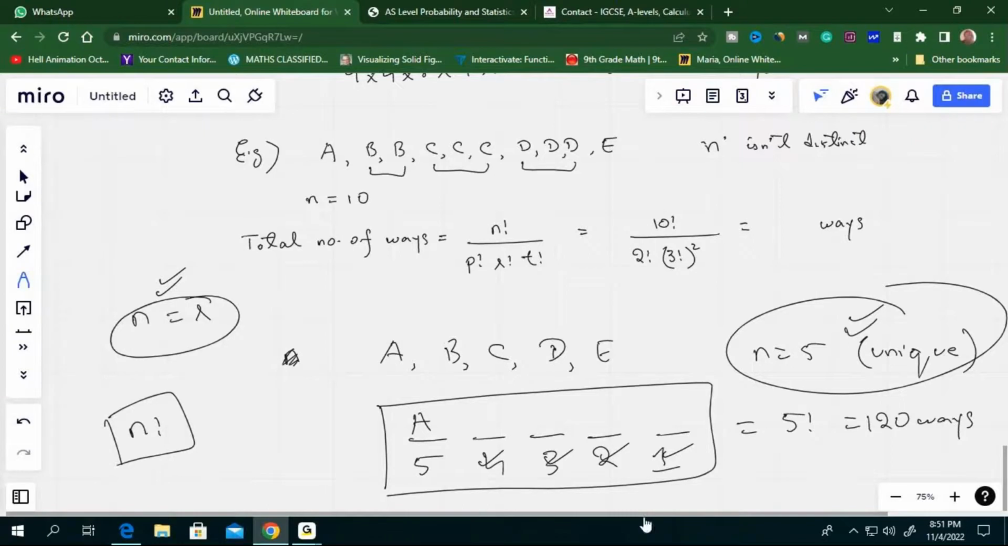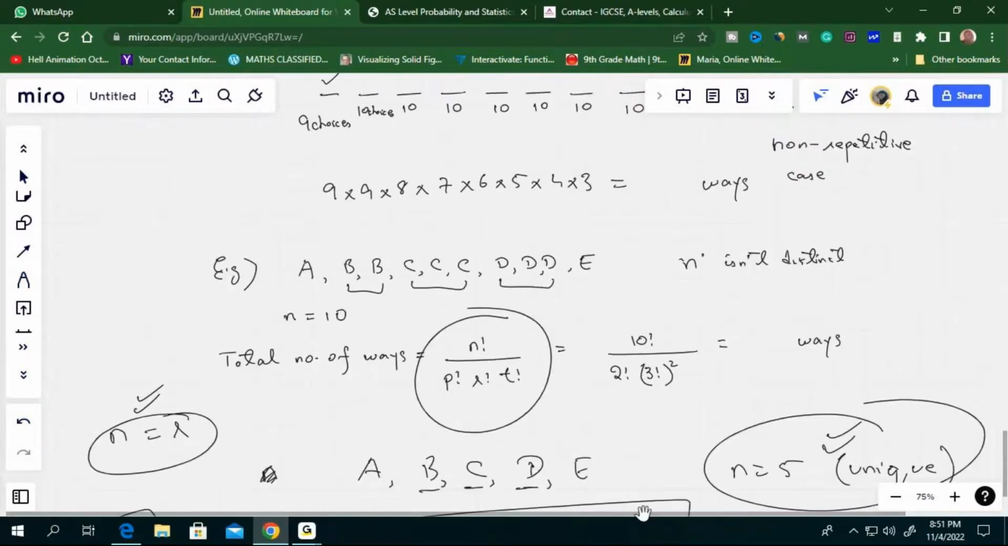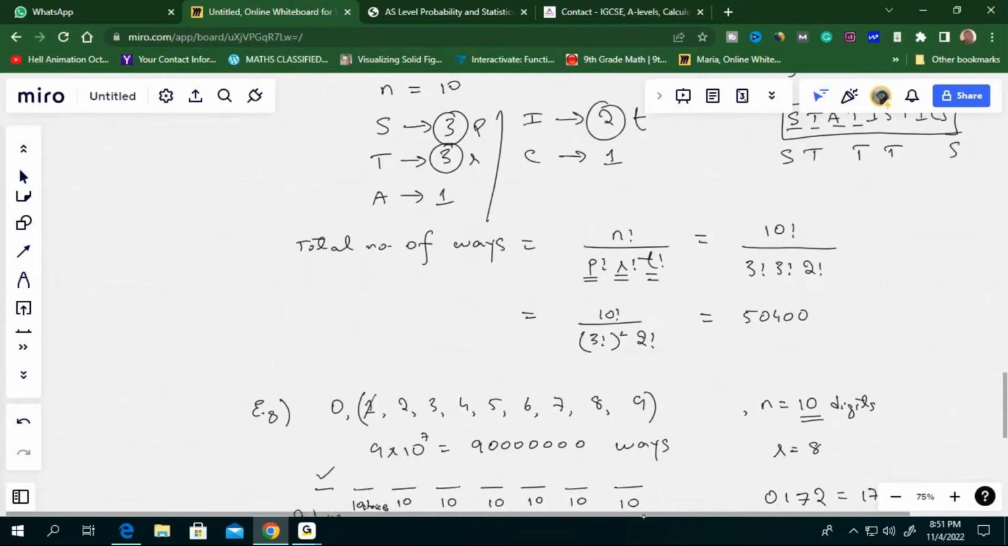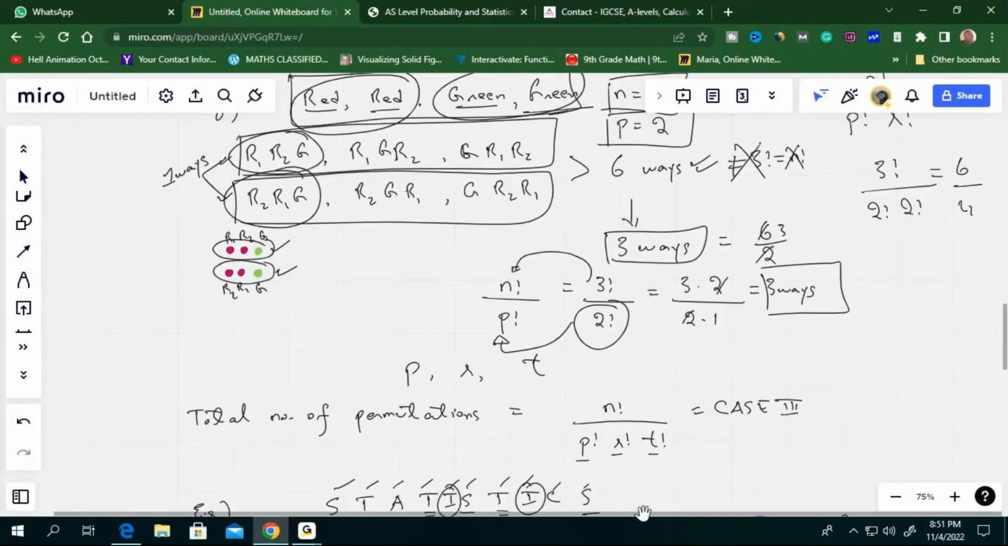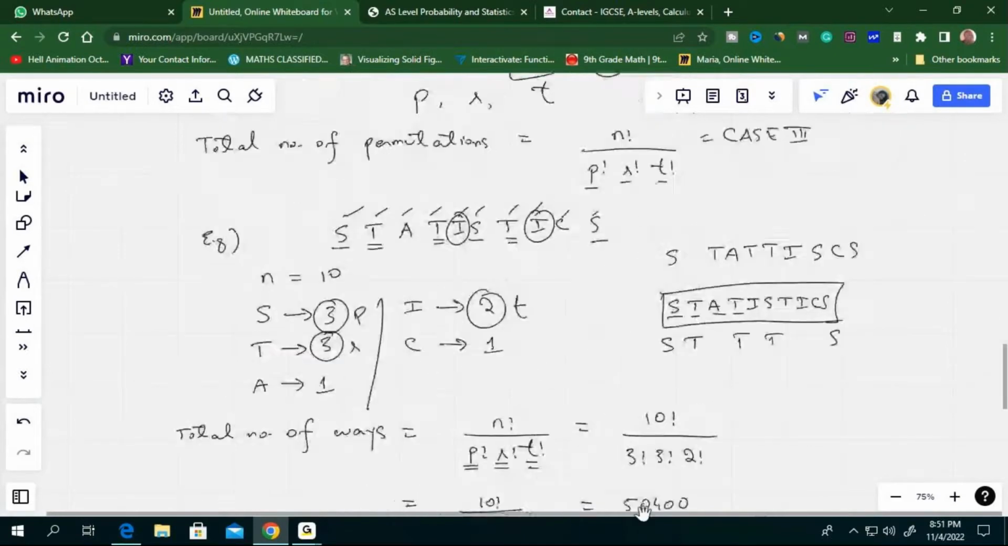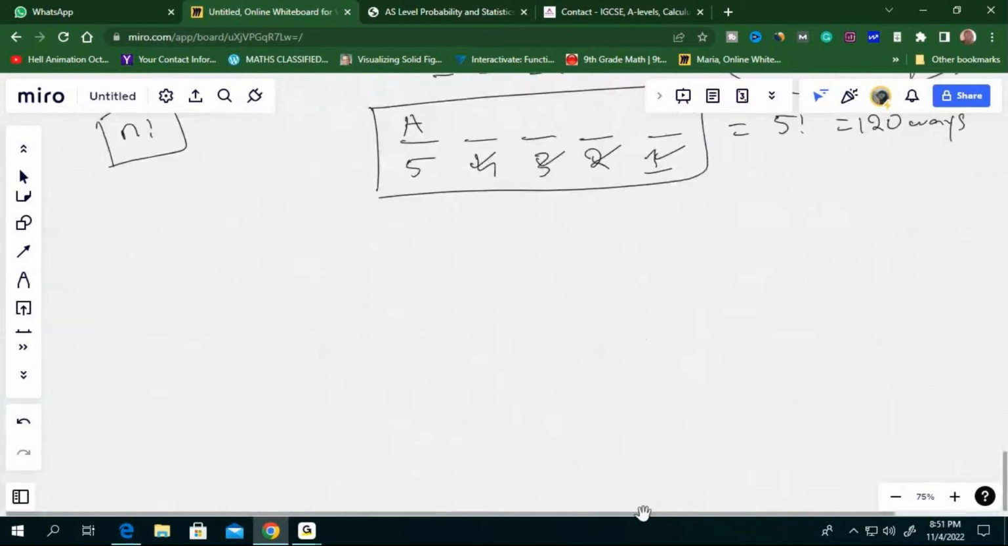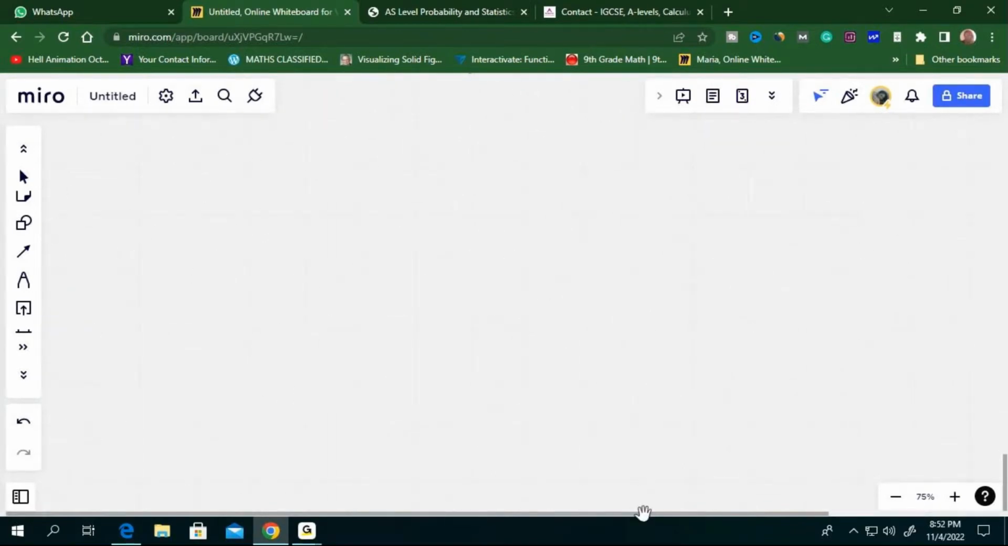But if your n has repetition somewhere inside, and you're asked to find the total number of permutations, you're going to use this formula. Because there are going to be many arrangements inside which give you the same appearance, we need to avoid that. That's why this formula is generated. Any questions? Is there still any confusion?